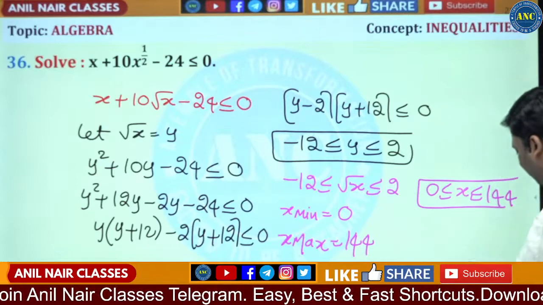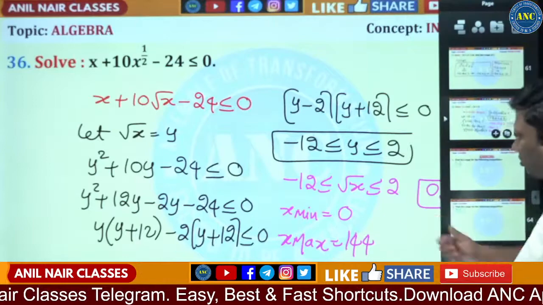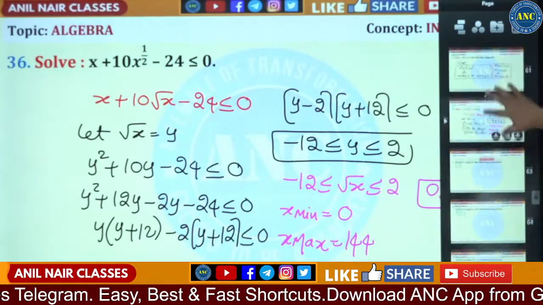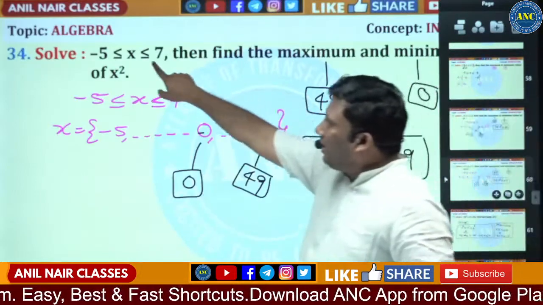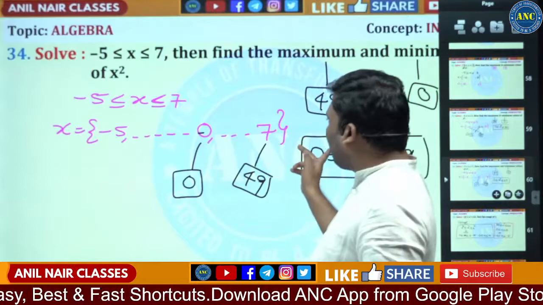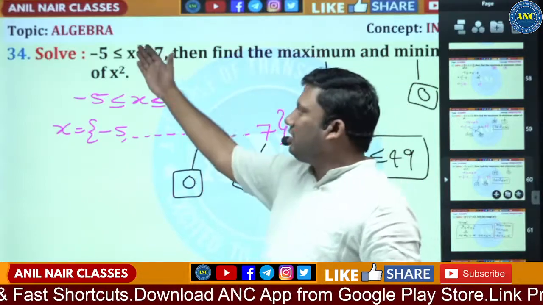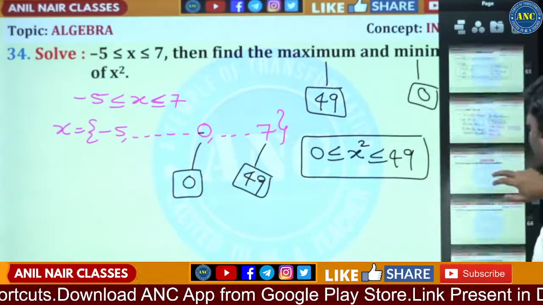Same question we did, sir. If you observe carefully, -12 ≤ √x ≤ 12, x is the square of √x. See here, it is x. I am finding x². x² means negative to positive. Minimum value will be 0, 25, 49. Maximum is 49. Same concept here.